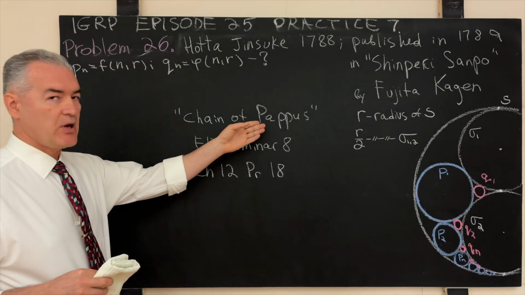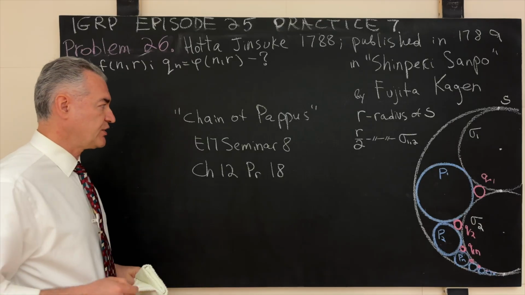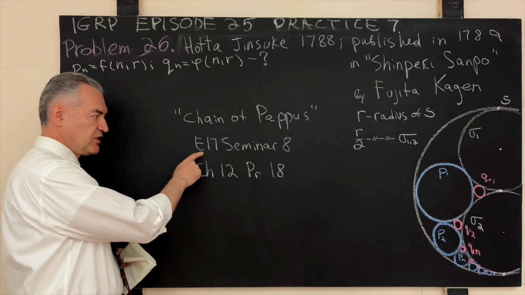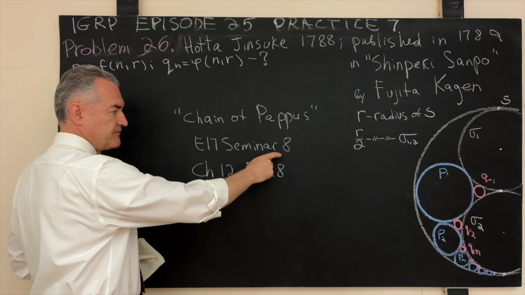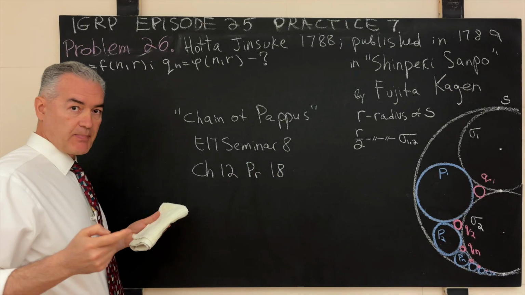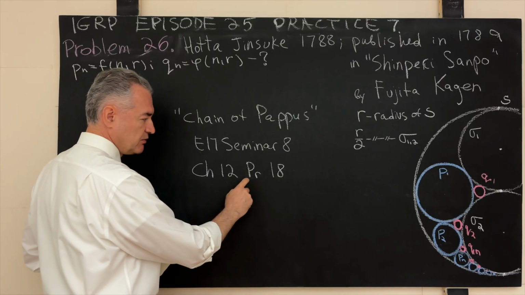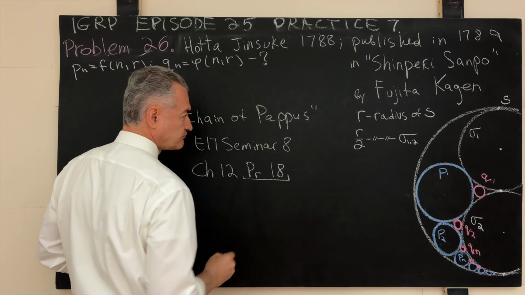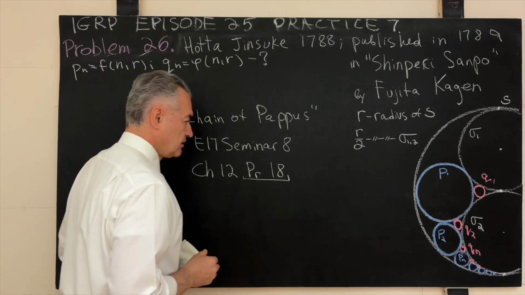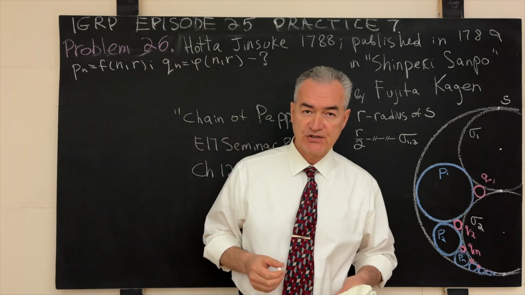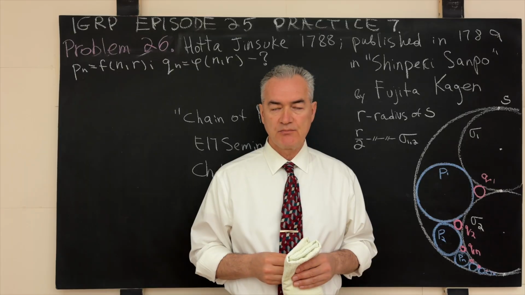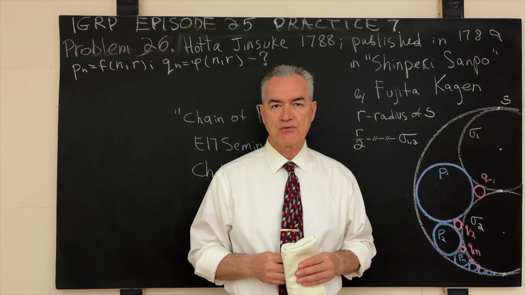This is the Chain of Pappus problem. Its coordinates are given over here. In this course, we solved this problem in episode 17, seminar 8, in my free book, Inversive Geometry for All. That will be chapter 12. Either way, that's problem number 18. And a tactically advantageous solution of the Chain of Pappus problem, as a friendly reminder, looked as follows.